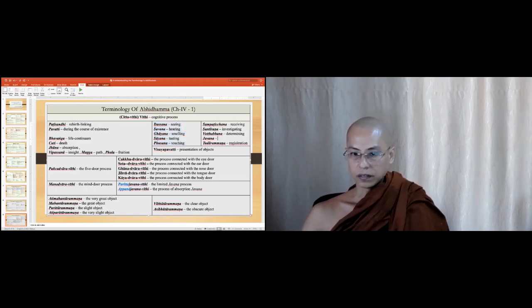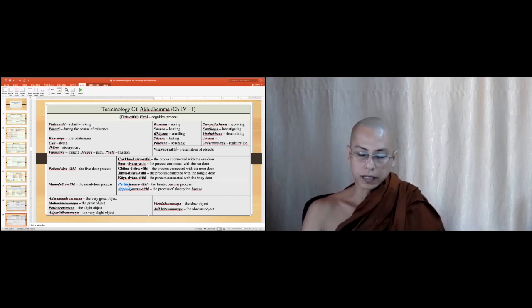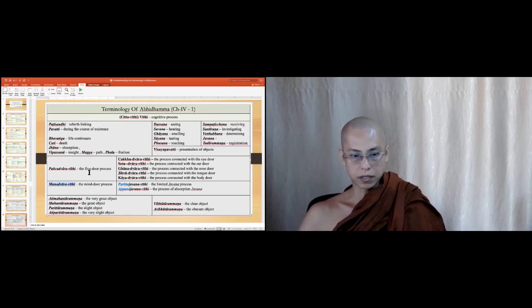Then these all already appear in the functioning of chapter 3. Then you will see the Visaya Bhavati, presentation of the object. It means the appearance of the object and coming to the sensitivity or to the mind. That is called the Visaya Bhavati. Okay, then the Panchadwara Viti and Manodhara Viti will be types of the mental process, cognitive process. So 5-door process and mind-door process.